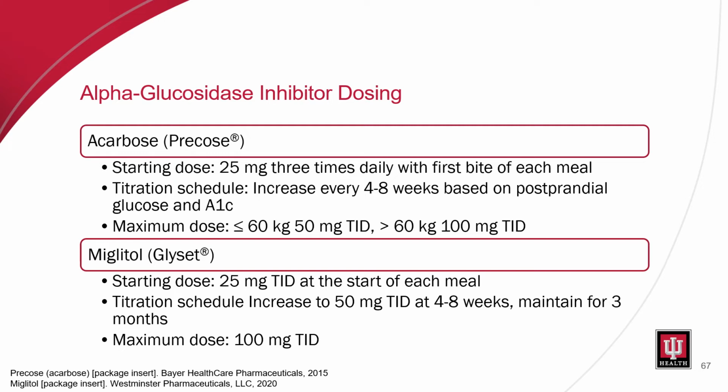Miglitol dosing is very similar, so starting at the same dose, we'll increase to 50 milligrams 3 times a day at 4 to 8 weeks, and then we maintain this for 3 months before you titrate up. The maximum dose for all patients for miglitol, however, will be 100 milligrams 3 times a day.